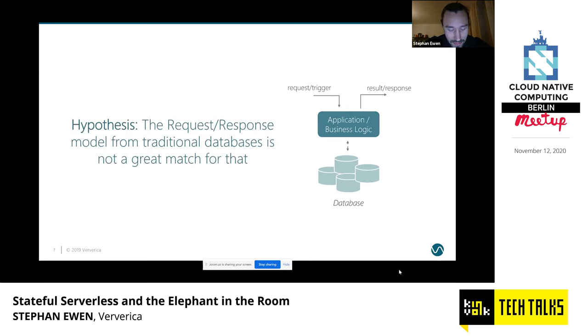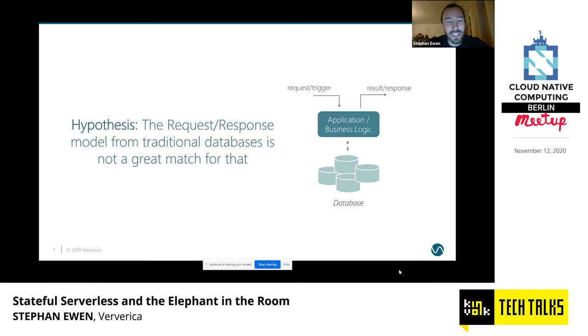What is the elephant in the room? The elephant in the room for me has always been the database, and I'm not thinking of SQL versus key-value store, but the general idea of how we actually use databases and key-value stores today from our applications. This request-response interaction that we have with databases: we send it a key lookup request, it gives us the value for a key. We send it a put-value-for-a-key request, it tells us whether it worked or didn't work.